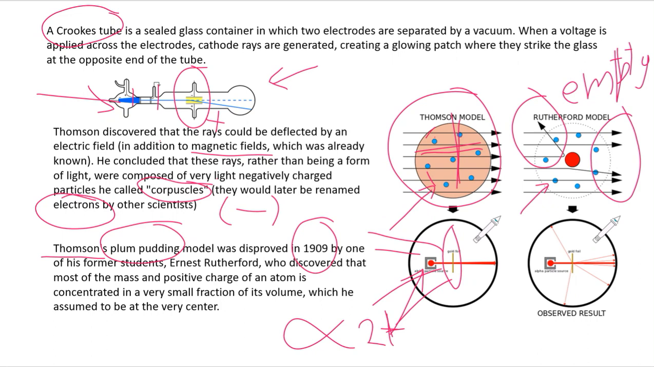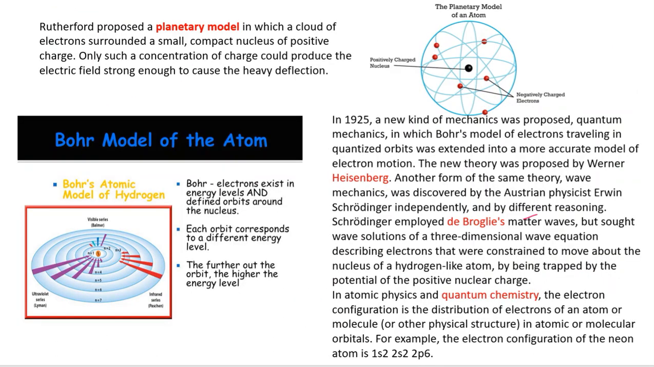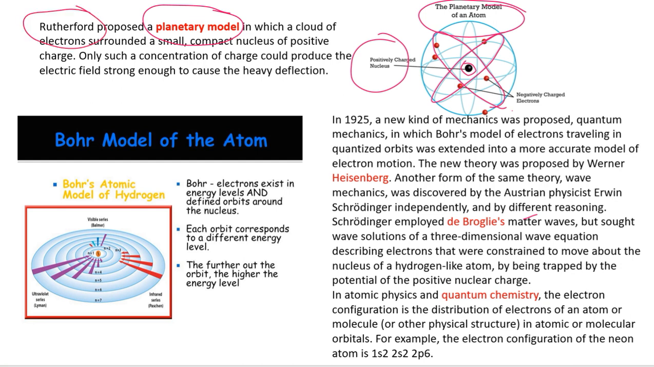Then Rutherford proposed what we call the planetary model, where he said that the nucleus was positive charge and only occupies a small space in the center of the atom, and the electrons were in orbits around this nucleus, as you can see here. This is the planetary model, the Rutherford model.